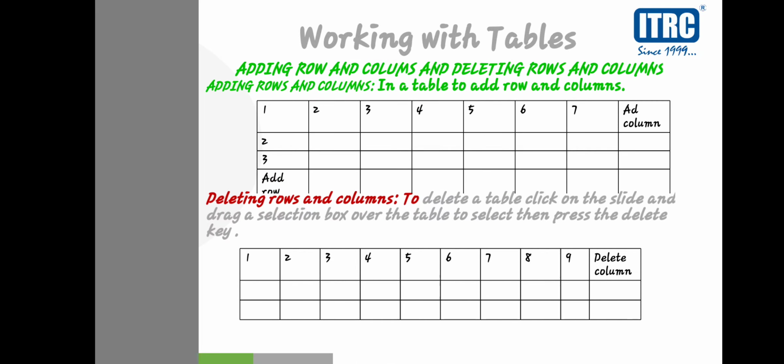Deleting rows and columns. To delete a table, click on the slide and drag a selection box over the table to select it, then press the delete key. Like this table, delete column.